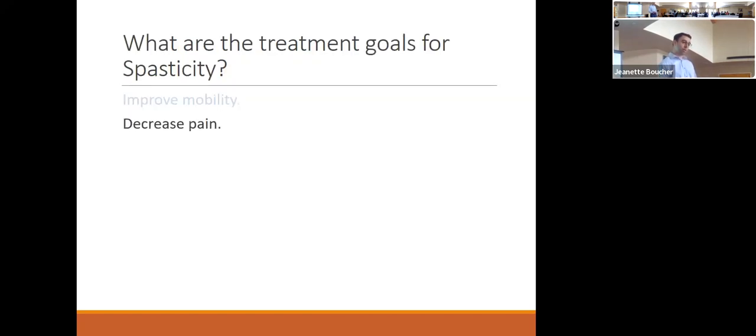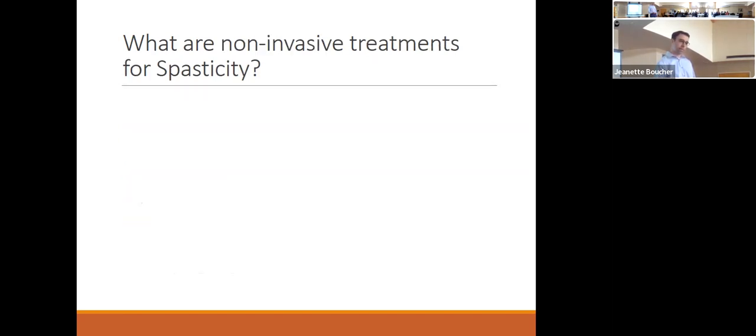Okay, we've talked about, forgive me, a lot of these slides are somewhat repetitive. At least it's getting the message across, right? Increased range of motion, increased spasm. I think this is a duplicate slide.